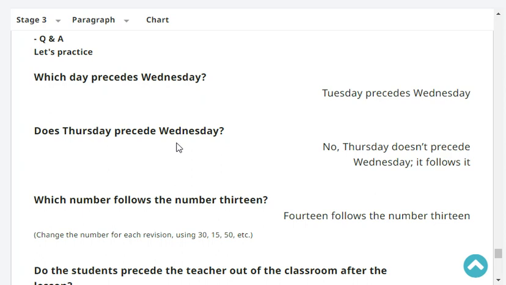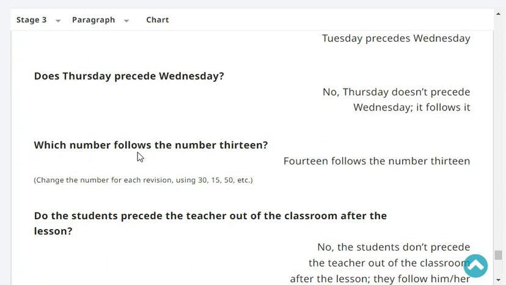Does Thursday precede Wednesday? No, Thursday doesn't precede Wednesday. It follows it. Which number follows the number 13? 14 follows the number 13. Very good.